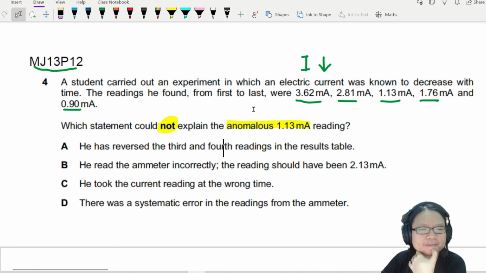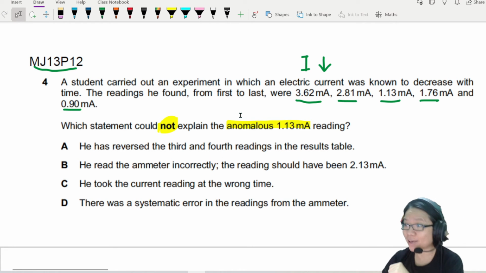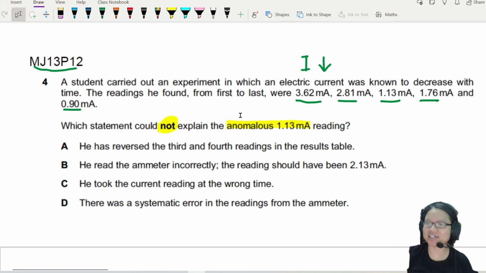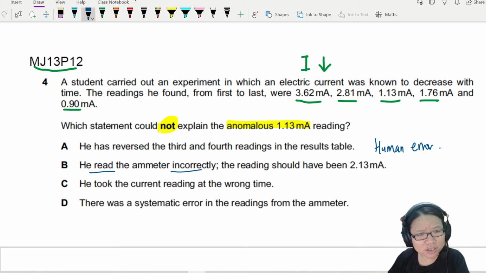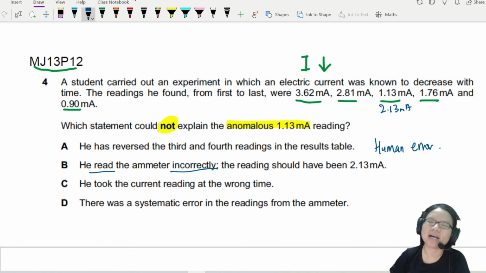Okay, so let's see. The person reversed the third and fourth reading. Could be right. Maybe when you fill in the table, you fill in the wrong cell. Happens to the best of us. Okay, maybe this is human error. Possible. He read the ammeter incorrectly. Hiya, this should be 2.13. Also can, human error.